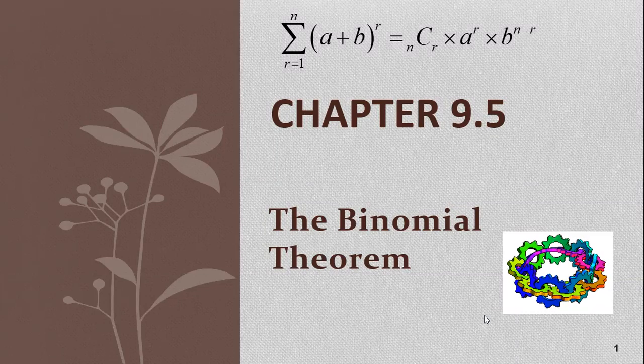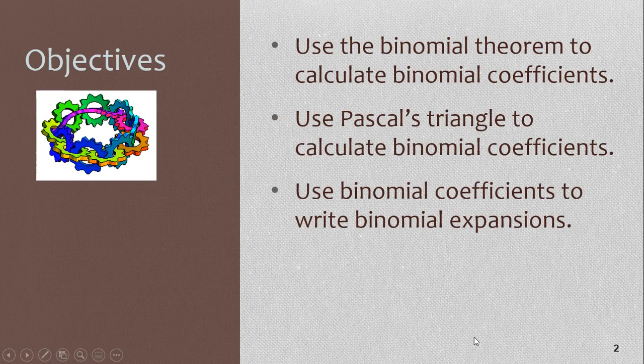Today we're going to look at the second part of chapter 9.5. Last class we introduced the topic, but I wanted to go into more detail today. Last time we talked about Pascal's triangle and what that looked like, and we just introduced binomial expansions, but we're going to go into more detail today.